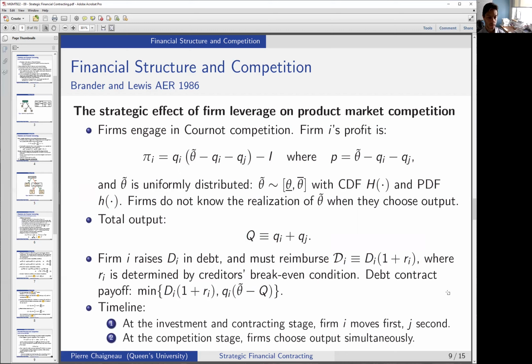Okay, what is the timeline? It's pretty simple. At first there'll be an investment, that's when you choose to invest this amount. And then the contracting stage. The contracting stage is when you raise funding from investors, when the interest rate on debt is going to be determined. And firm i is going to move first, followed by its rival. And then at the competition stage, when firms choose their output, everything is going to be simultaneous, which is very standard with Cournot competition.